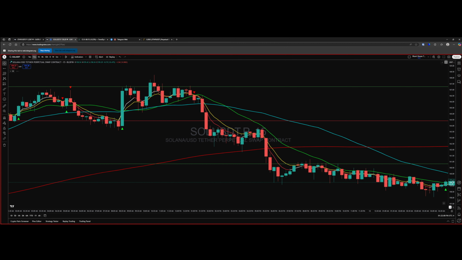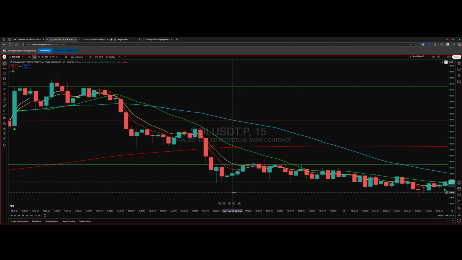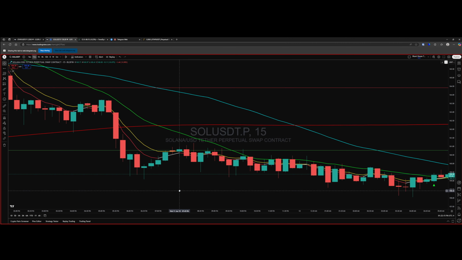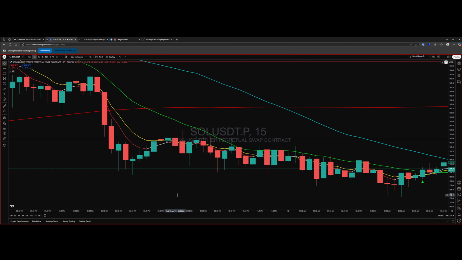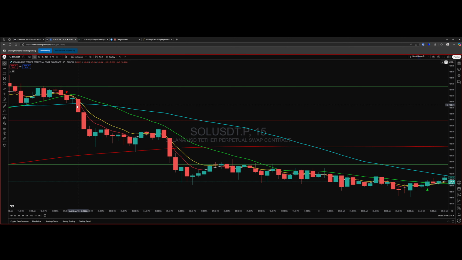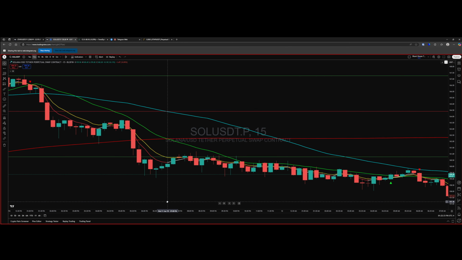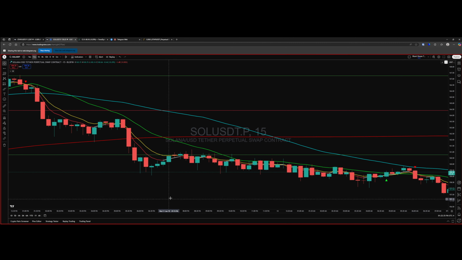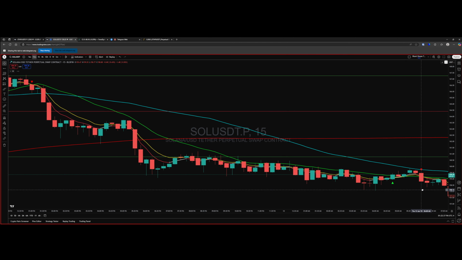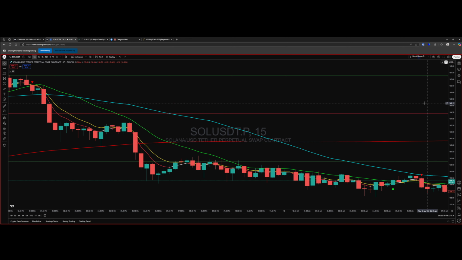And here's your first green go, right? But you've got the 50 as your resistance. Is this the first time we've visited the 50 since we broke it? Yes. Does it have a high probability of failure? Yes. And if that happens, what do we do? We take out the previous wave's low. Yet again, we show it all the time.